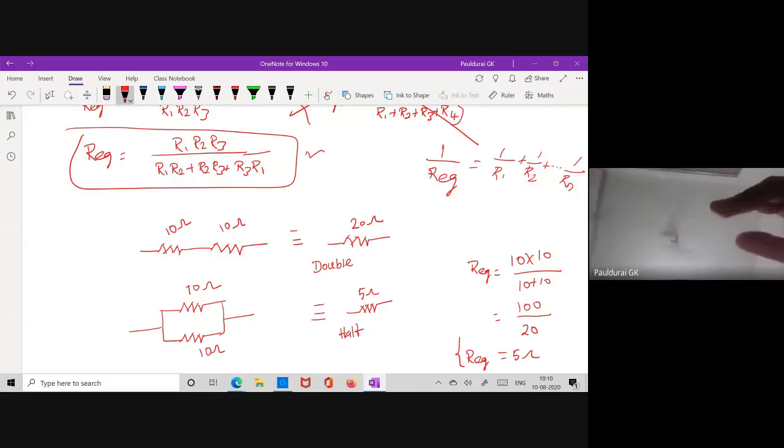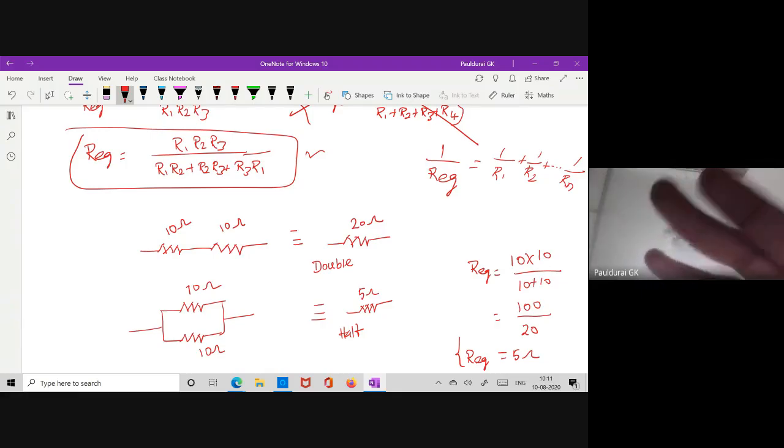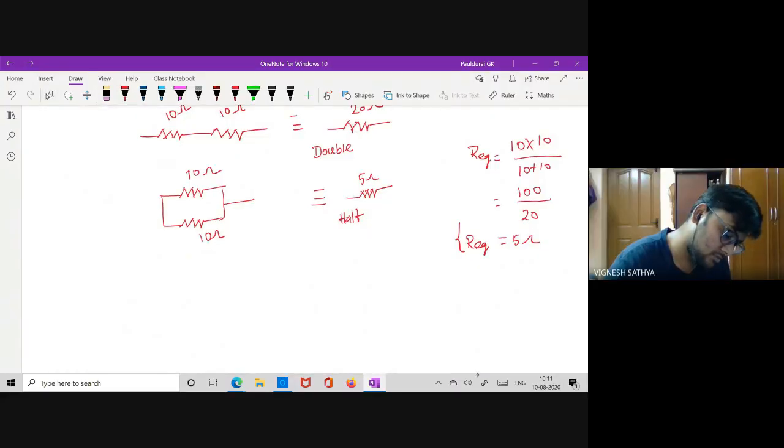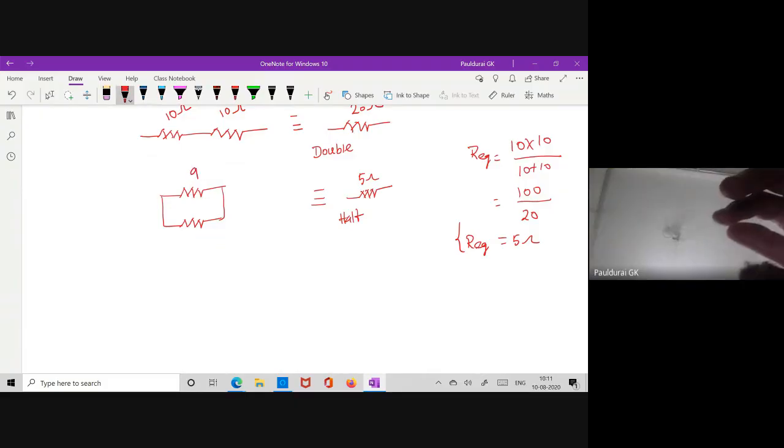If you connect two resistors in series, the equivalent resistance becomes double. Similarly, if you connect two equal resistors in parallel, what will happen? The equivalent becomes divided by 2. Suppose it is the same. Without solving, is it possible to tell?